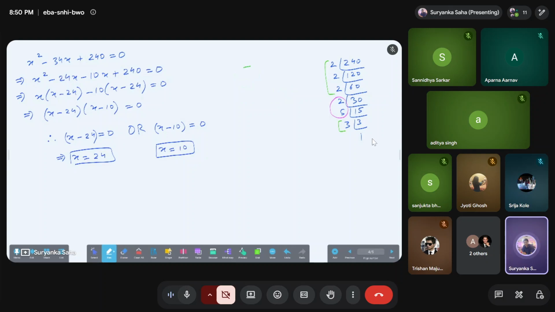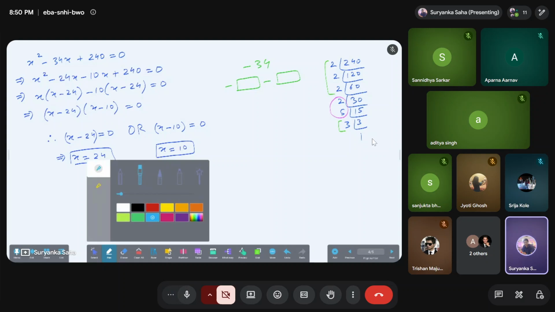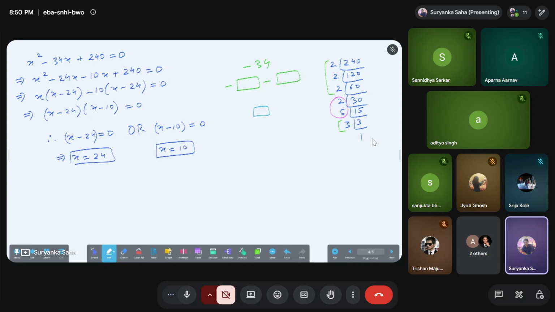So the minus 34, you have to make minus something and that will give you 34. Okay, now it means basically addition: something plus something will give you 34. You are adding two numbers that will give you 34, right? Now both of these numbers have to be even, or both of them have to be odd.